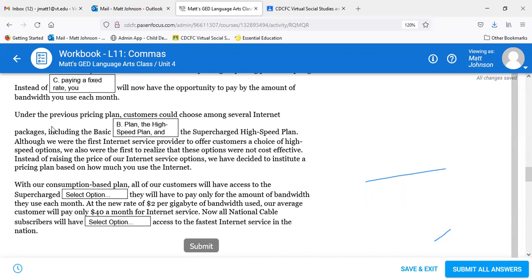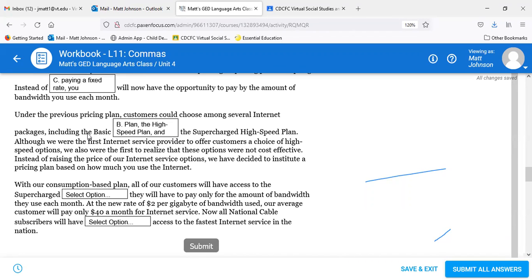And it's a little tricky because you actually have multiple words, not just like toast, eggs, and waffles, or something like that. It's multiple words in there. So including the basic plan, comma, the high-speed plan, comma, and the supercharged high-speed plan.